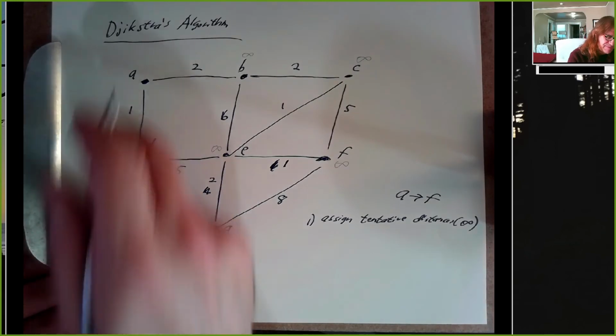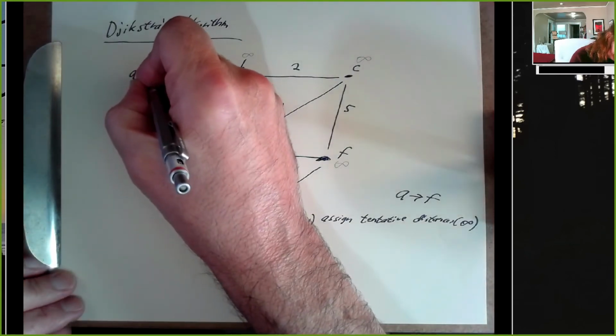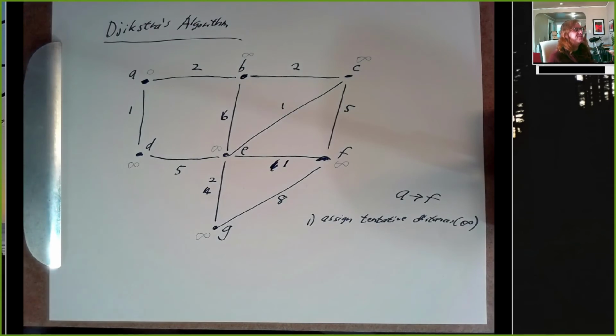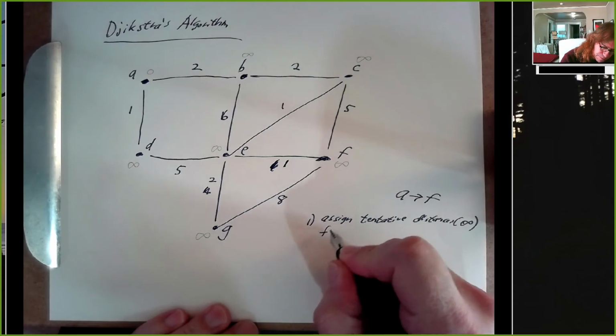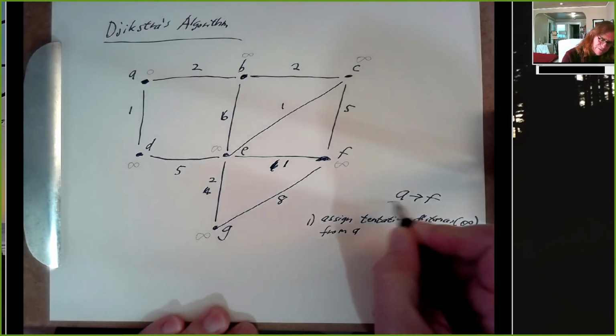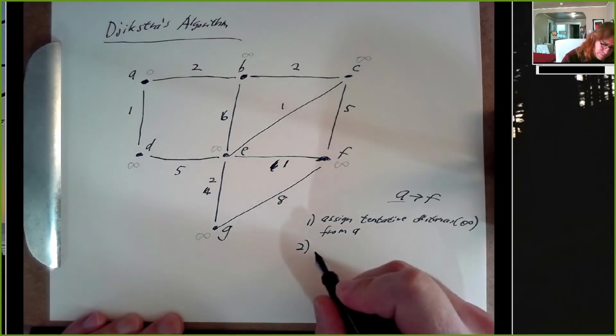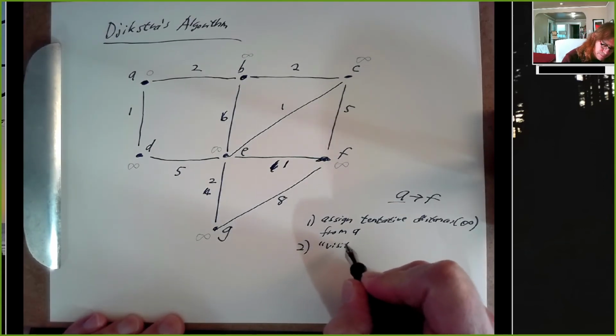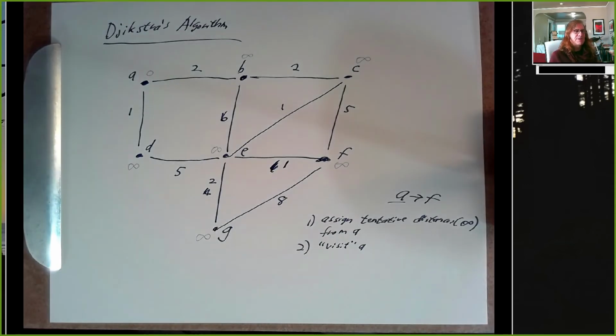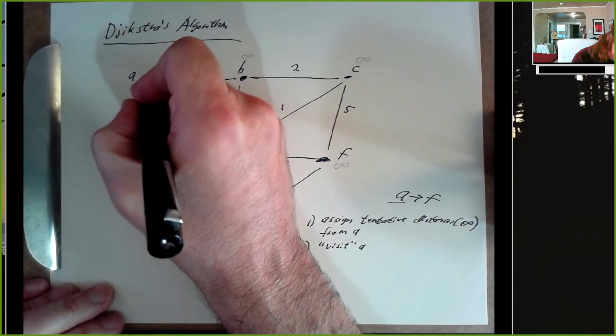But our distance from vertex A to vertex A, we know that's a distance of 0, because we're already at vertex A. Okay, so these are tentative distances from, in this case, vertex A, because that's where we're starting from. Now we're going to do what's called visiting node A, which means we're just going to circle it.